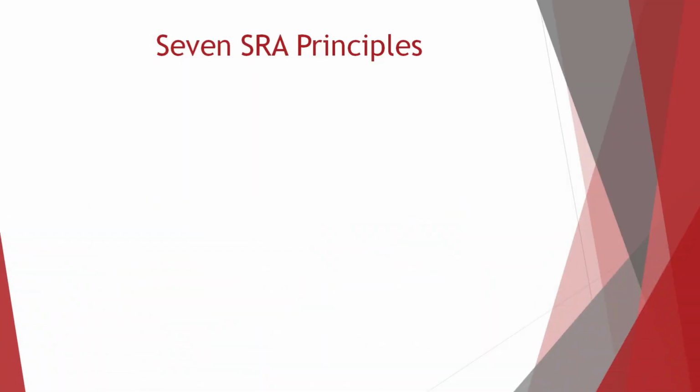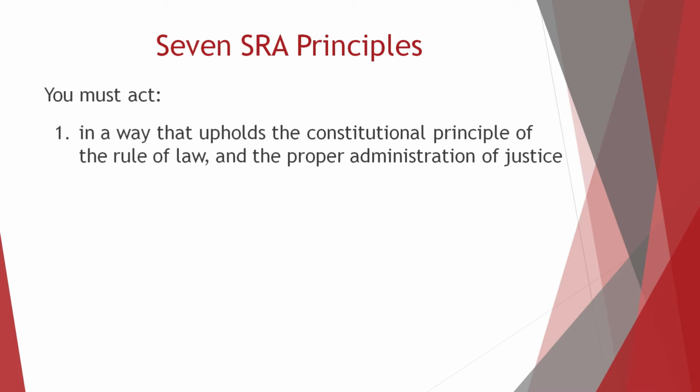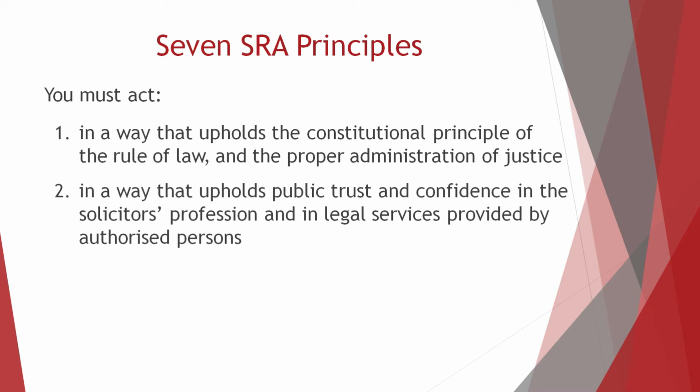There are 7 SRA principles which represent the fundamental tenets of ethical behaviour that the SRA expects of those it regulates. The 7 principles are as follows. You must act 1. In a way that upholds the constitutional principle of the rule of law and the proper administration of justice. 2. In a way that upholds public trust and confidence in the solicitor's profession and in legal services provided by authorised persons.